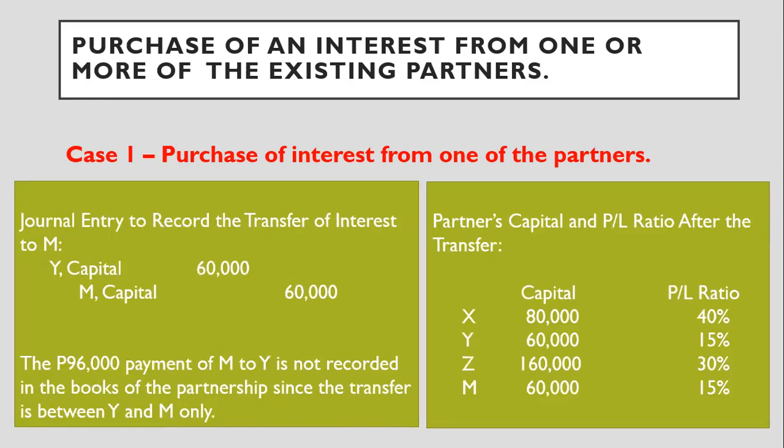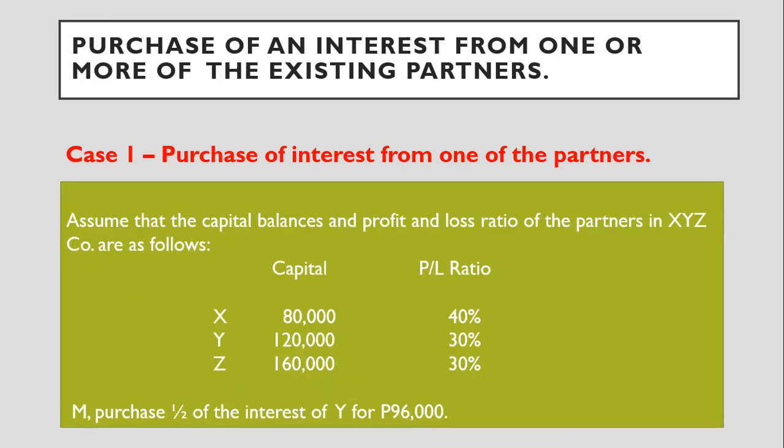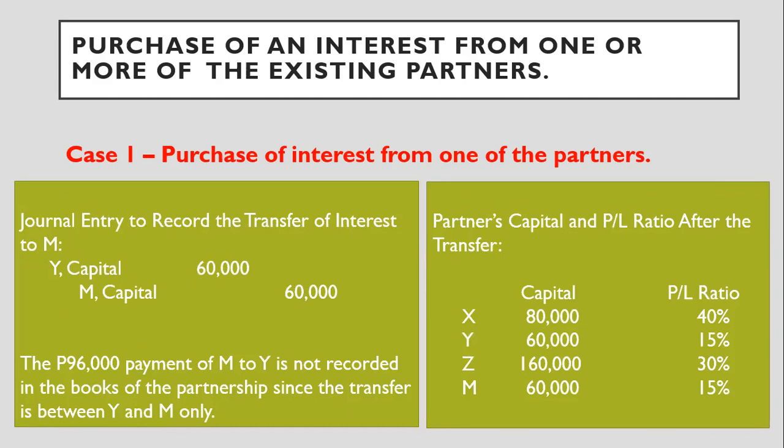So how do we record now the transfer of interest from Y to M? So this is our journal entry. It's one half of the interest of Y. If we recall, Y has 120,000 capital. So one half of that is 60,000. So it's a debit to Y capital 60,000 and credit to M capital of 60,000. The 96,000 payment of M to Y is not recorded in the books of the partnership since the transfer is between Y and M only.